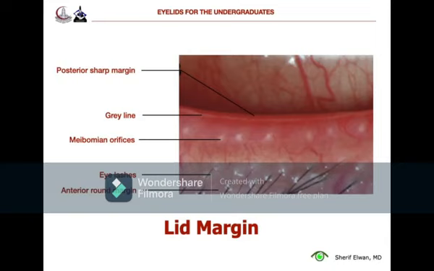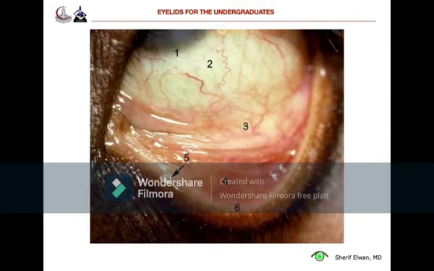This posterior lid margin is followed by the gray line, and the gray line, as we will see later on, is the mark for the splitting of the eyelids into the internal lamella, composed of the palpebral conjunctiva and the tarsus, while the outer lamella is composed of the skin and muscle. And this is followed by openings of the meibomian glands, and the meibomian glands are inside the tarsus, followed by the eyelashes that is before the anterior rounded margin.